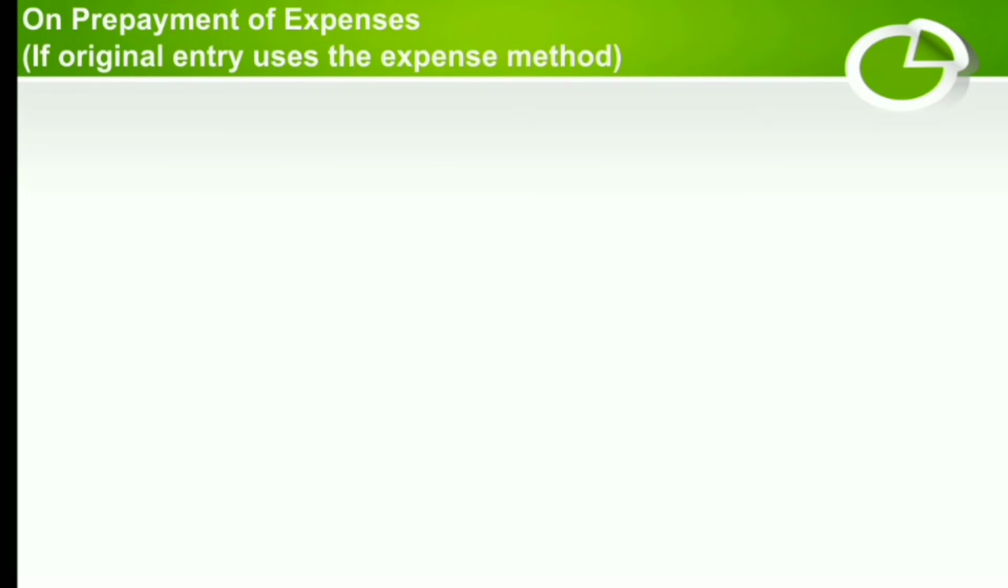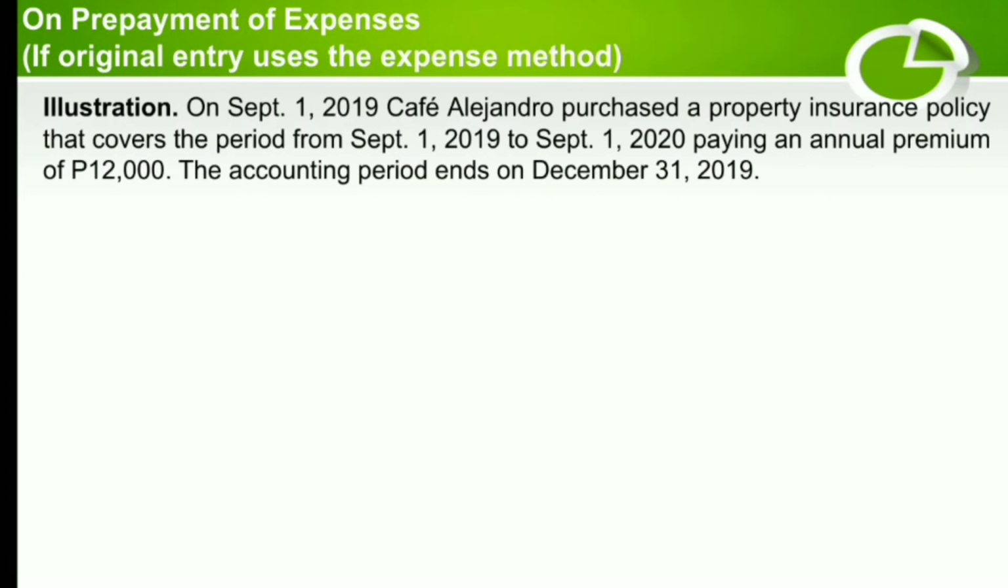Let's now proceed to another adjusting entry that requires reversing entry, and that is the prepayment of expenses if original entry uses the expense method. For discussion purposes, we will have this illustration. On September 1, 2019, Cafe Alejandro purchased a property insurance policy that covers the period from September 1, 2019 to September 1, 2020, paying an annual premium of 12,000 pesos. The accounting period ends on December 31, 2019.